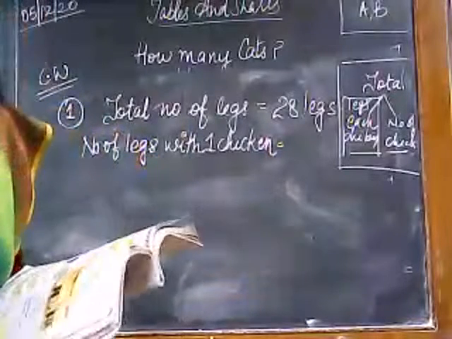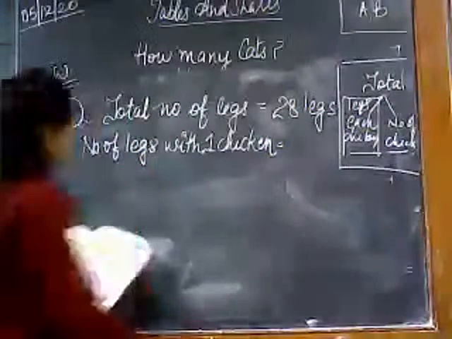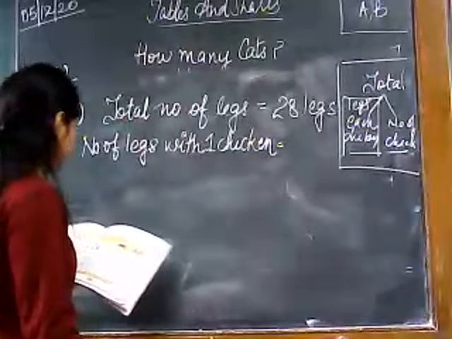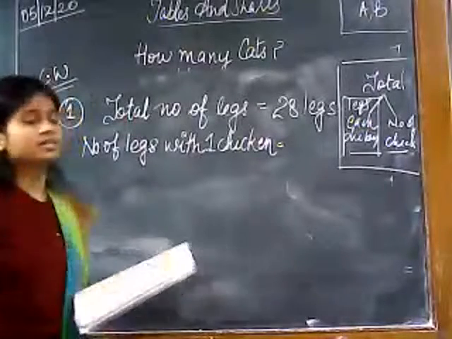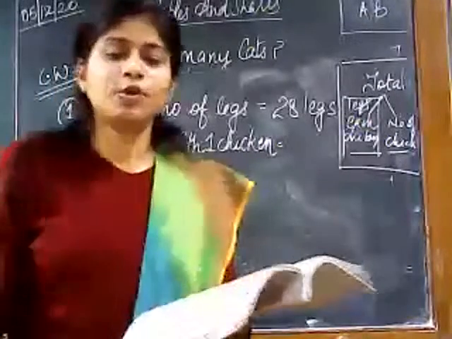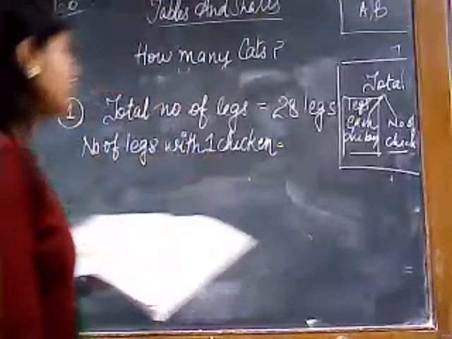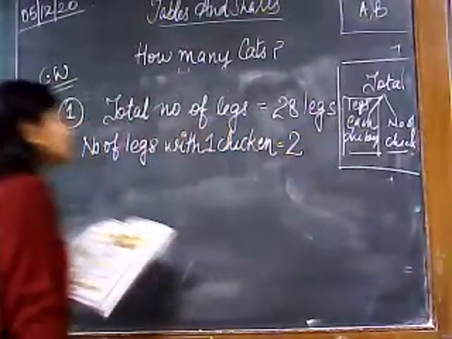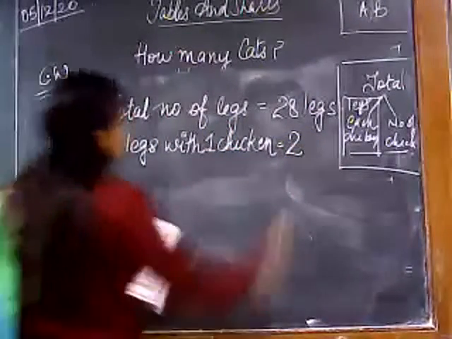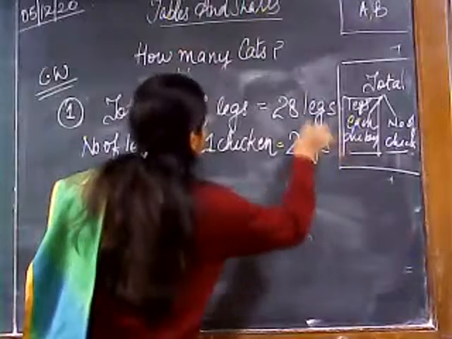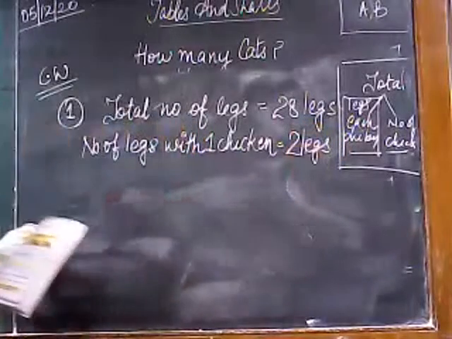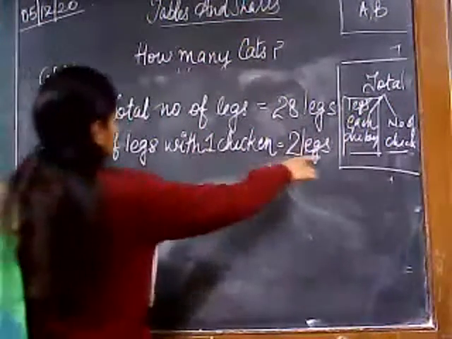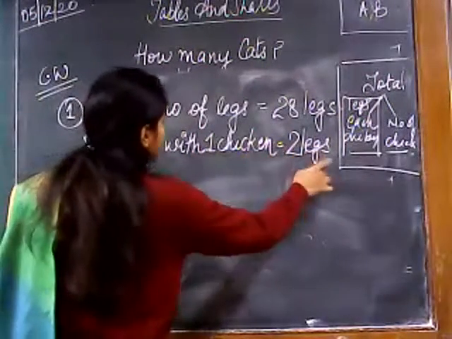Yes, so many people have come up with the answer. I'm glad you take the questions with this level of seriousness and enthusiasm, and try to give the answers before we complete the question. So number of legs with one chicken, we know a chicken has 2 legs. Each chicken will have 2 legs.